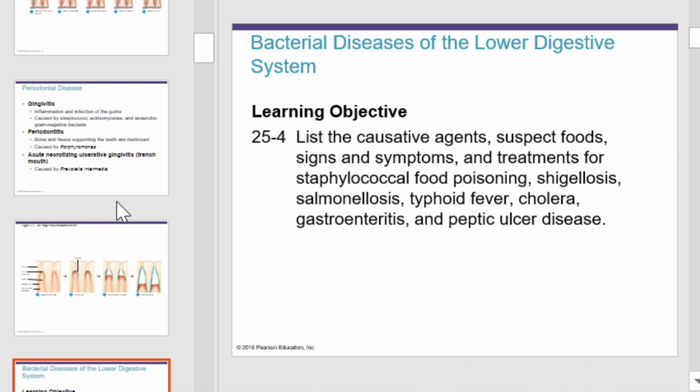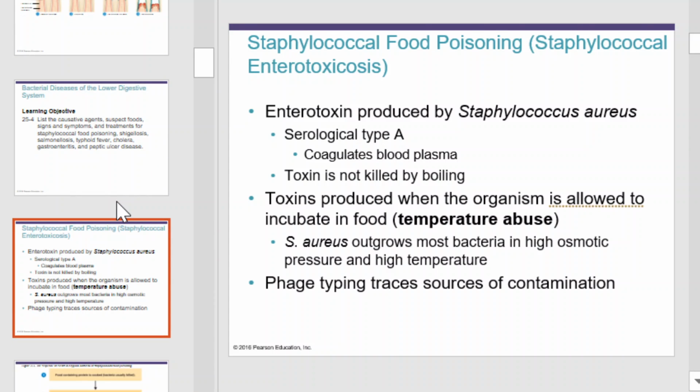Bacterial diseases of the lower digestive system next. Staphylococcal food poisoning is an excellent example of a bacterial disease of the lower GI tract. Staphylococcus aureus produces an enterotoxin, serological type A, which can coagulate blood plasma. The toxin is not killed by boiling.